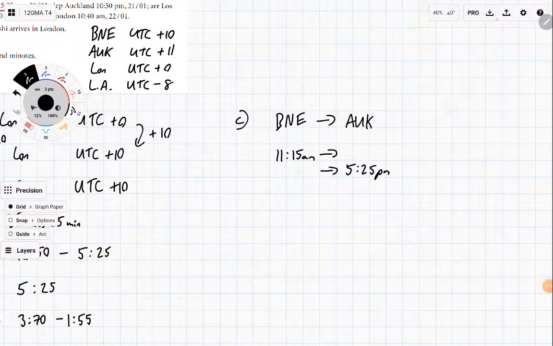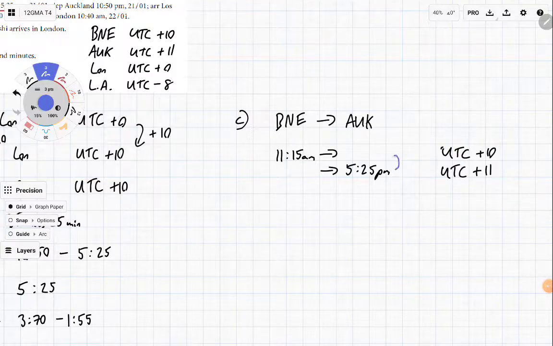Alrighty, but the problem is that the leaving time is in BNE time, which is UTC plus 10, whereas the arrival time is in UTC plus 11. To work out the flight time, it doesn't matter which I convert, but I need to convert either the Auckland time into Brisbane time, or I need to do the reverse. It's a choice. I'm going to go with Auckland time into Brisbane time. So to do that is subtract 1 hour. This leaves us with 4:25 p.m.